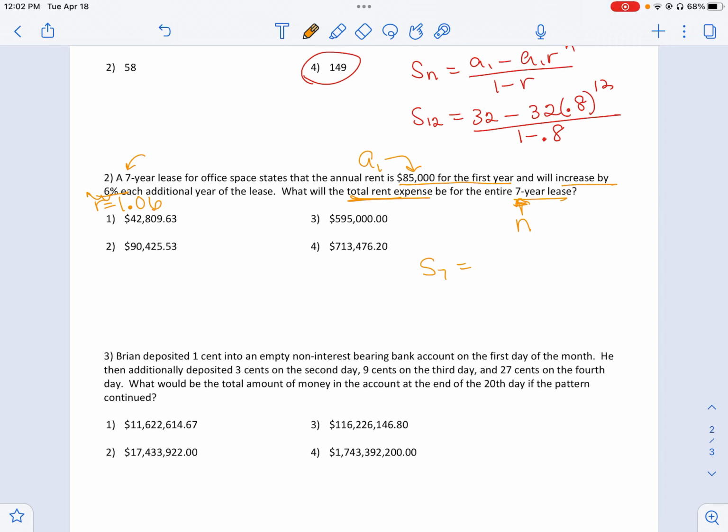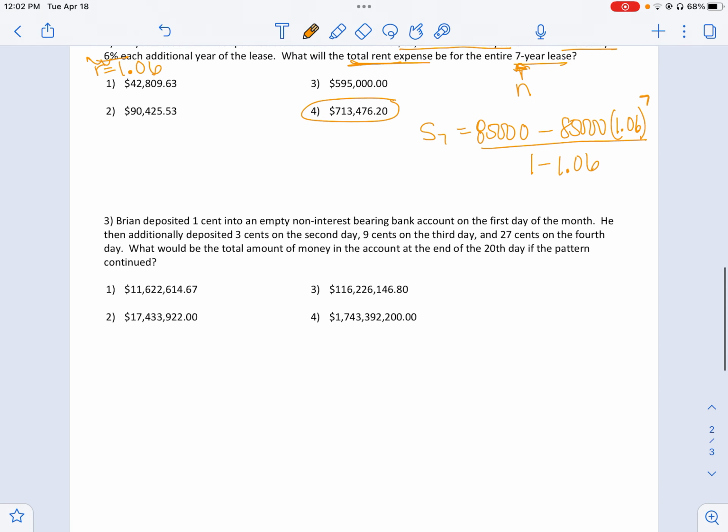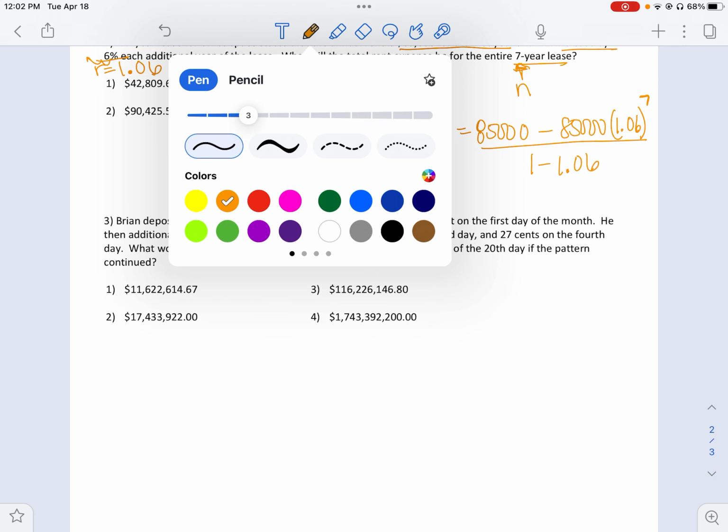The sum for the 7 terms is just plugging in these 3 numbers from the problem. A sub 1, A sub 1 again, that rate to the n power over 1 minus the rate. So just knowing those 3 numbers and this formula, plug it into the calculator, and the total rent for all 7 years. So it generates the list and adds it together all in one. All right, so hopefully you got that one. I would try to pause again and do number 3 on my own.